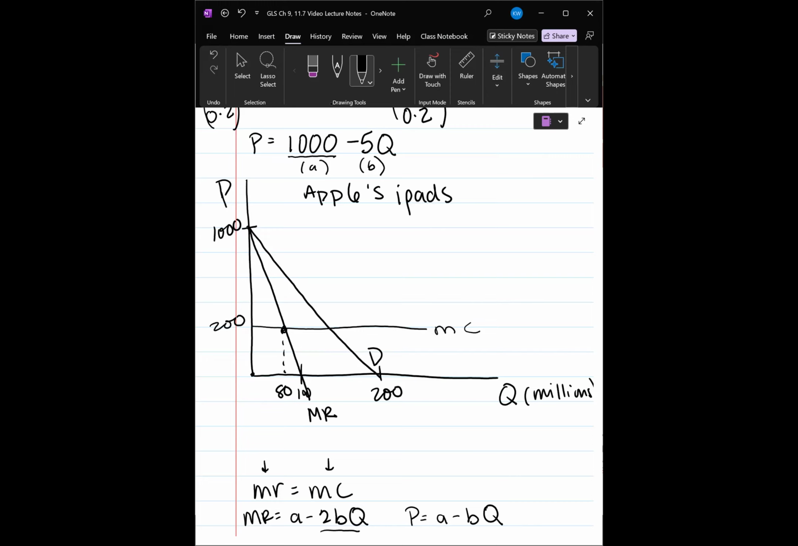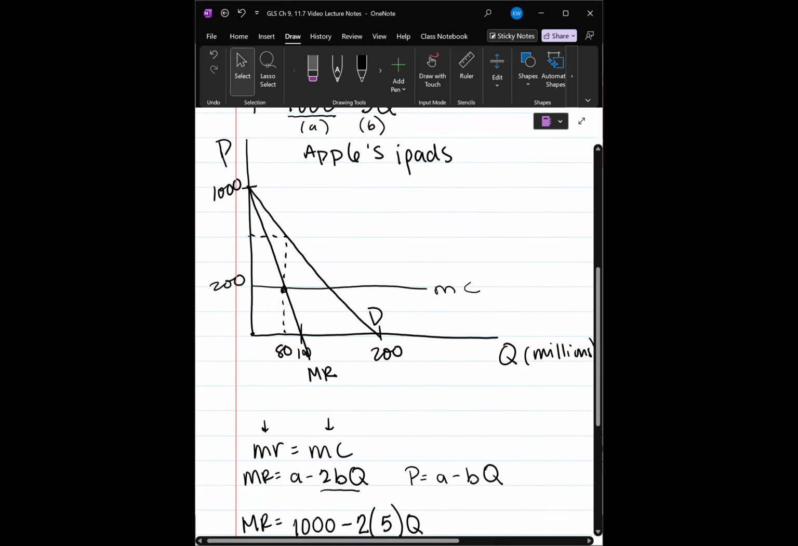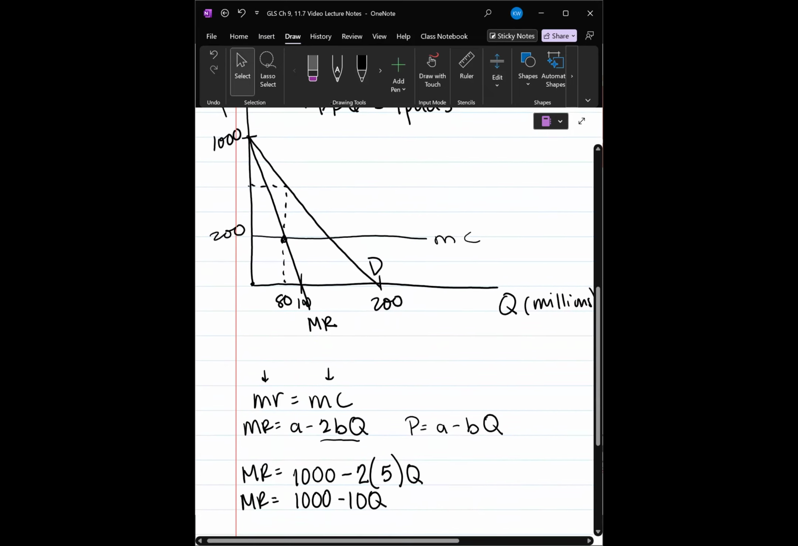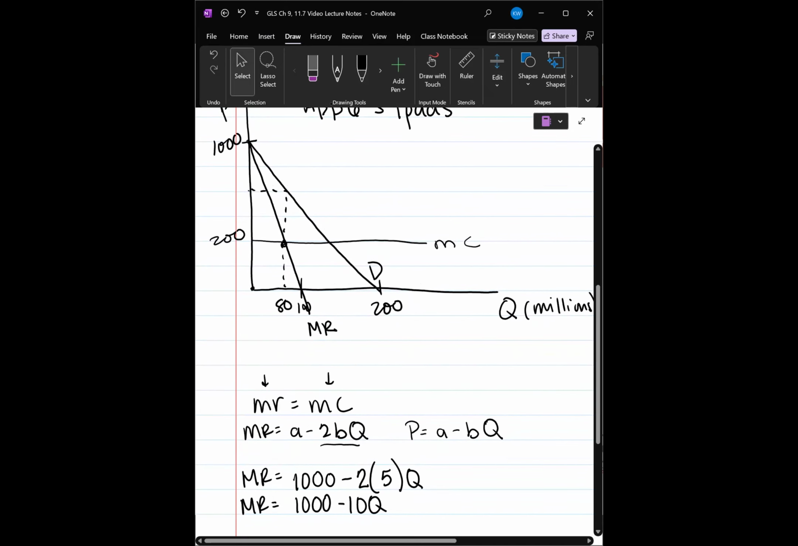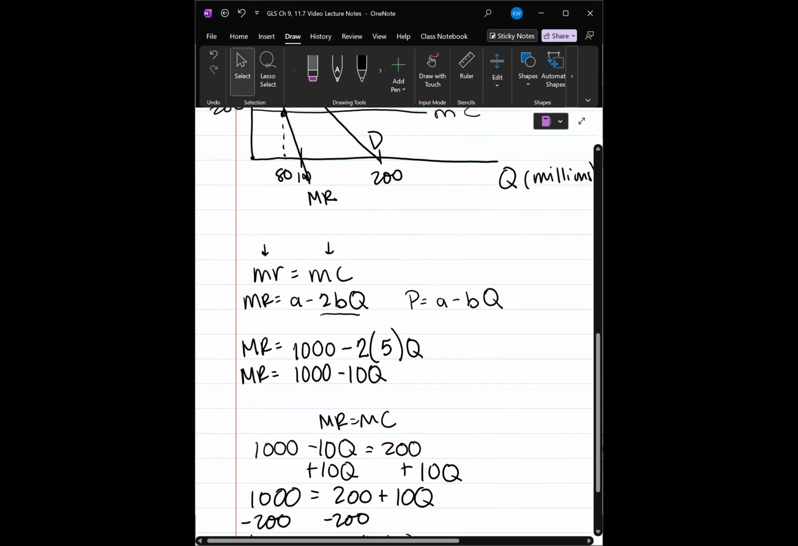Now we just need to find the price. So we need to know what Apple will charge. We know they're going to mark up above that marginal cost curve, and it's going to be constrained by demand. So what are consumers willing to pay for the 80 million iPads?